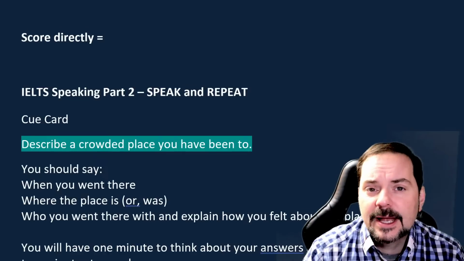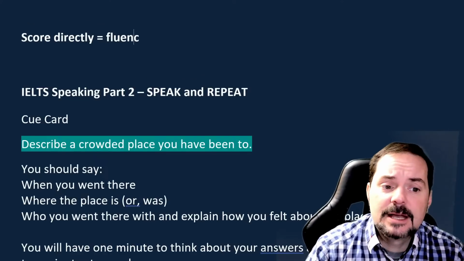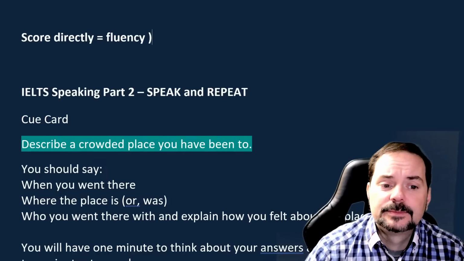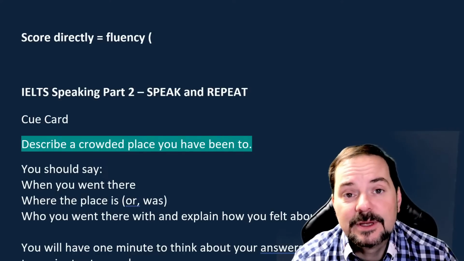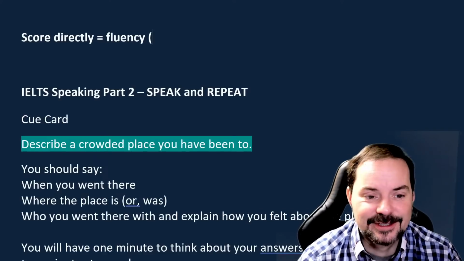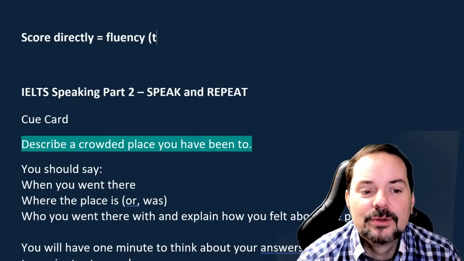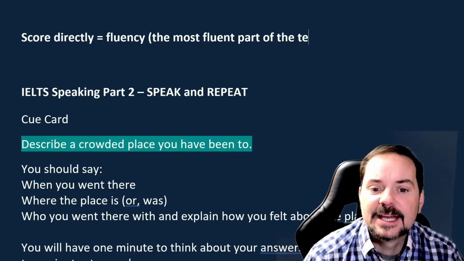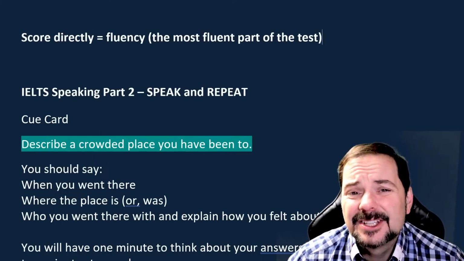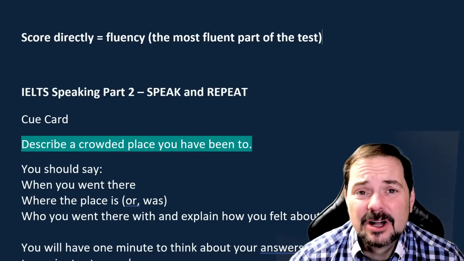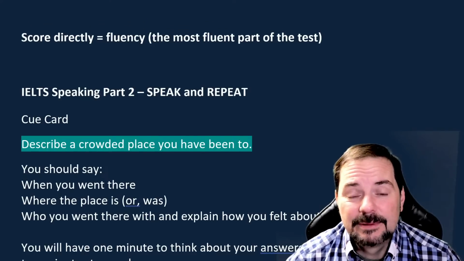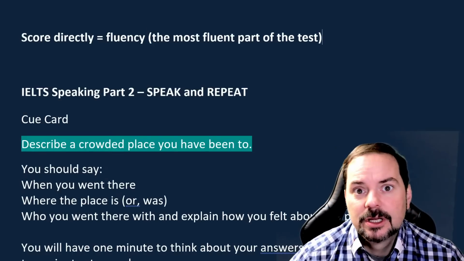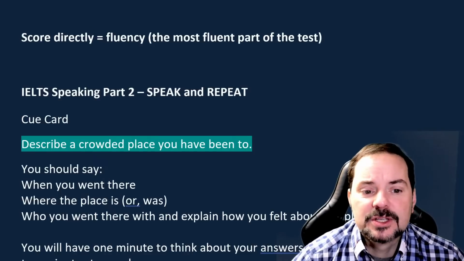So your direct score from Part 2, for example, your fluency, right? Because it's the most fluent part of the exam. You will not be able to speak for 1 to 2 minutes for any other question or parts of the exam. So the most fluent part of the test. Okay? And it's not just English, right? In any language, to talk about a surprise topic for 1 to 2 minutes can be challenging. So it's not just your English fluency, but your communication fluency as well.